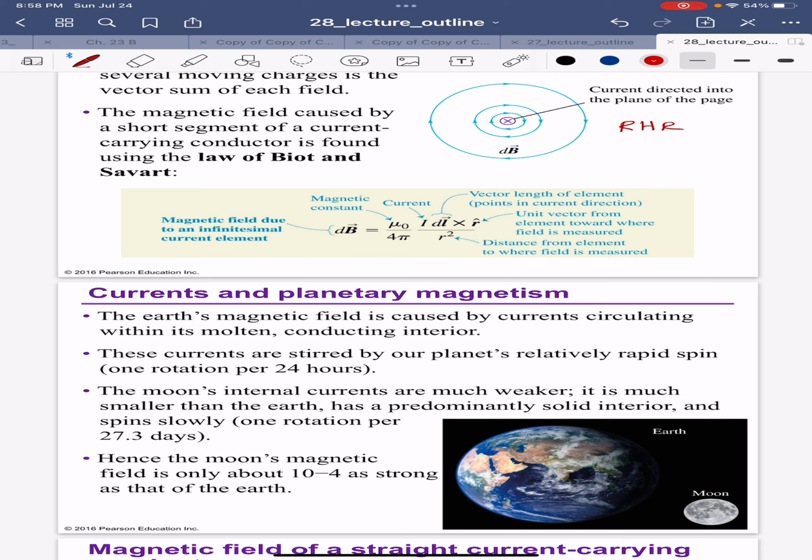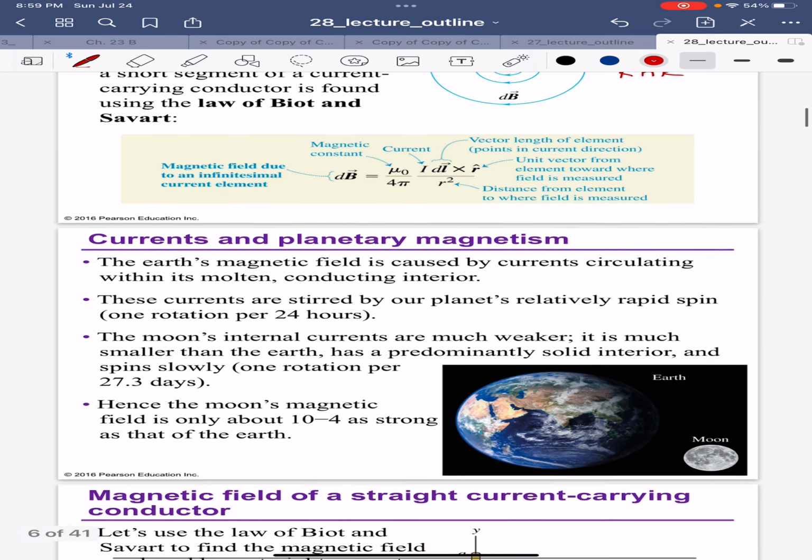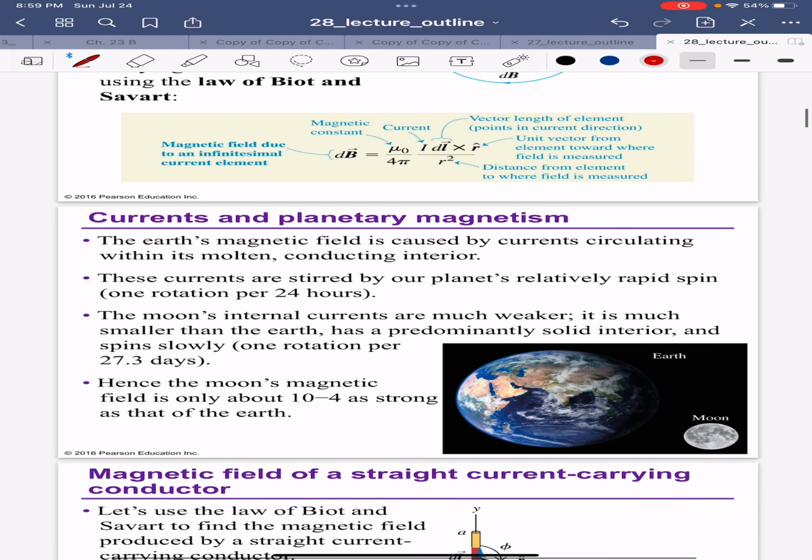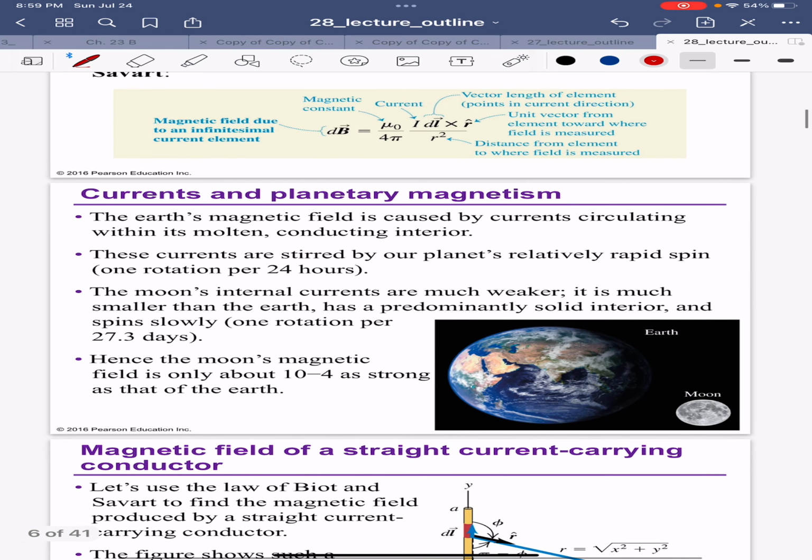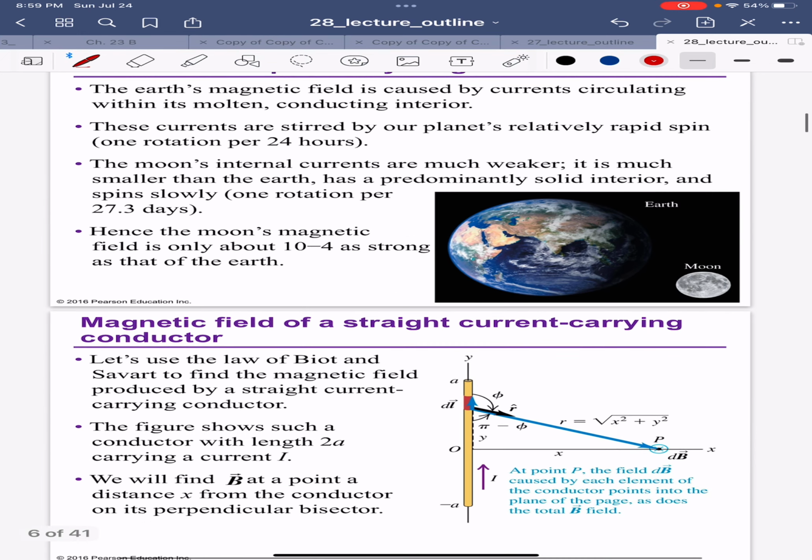The moon's internal currents are much weaker. It is much smaller than the Earth, and actually it mostly has a solid interior. Hence the moon's magnetic field is only 10 to the negative 4 as strong as that of the Earth.